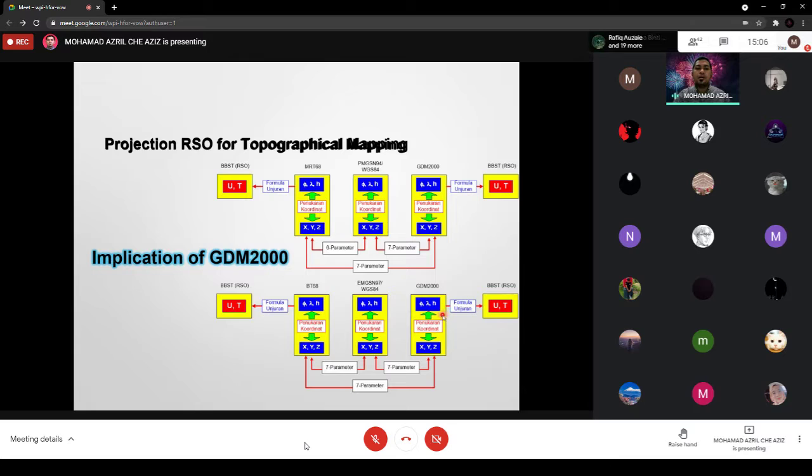But if it is the previous one, if you have the old datum, first you need to convert to the MRT 68, and then from MRT you need to change to the RSO. That is the flow that you need to understand. So at least you know about the datum transformation and then map projection. Other than that, you have coordinate conversion here.